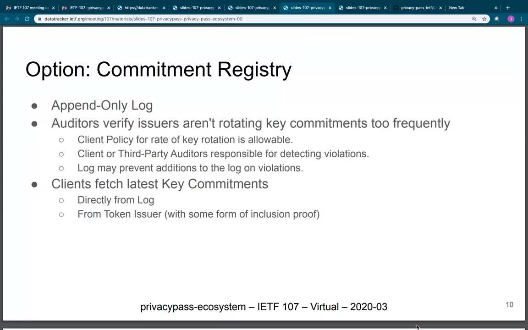Auditors could then keep track of what key commitments have been reported and take note if they're rotating key commitments too frequently. Clients could have policy for the rate of key rotation allowed. And the log itself could just say that if you're receiving a new key commitment every 5 minutes, then that's probably not a valid key rotation policy. We need to figure out what some recommended policies would be for how often an issuer would be allowed to rotate their keys. Next slide.